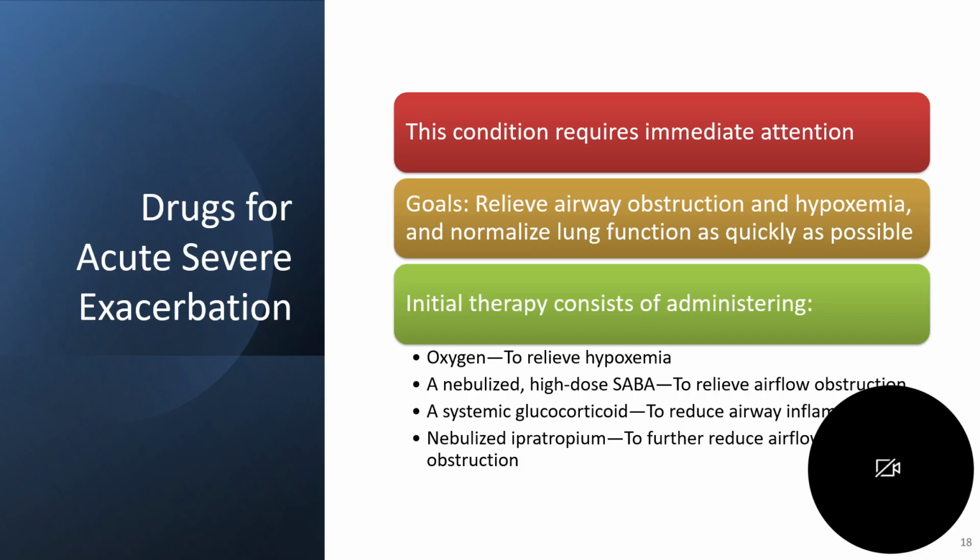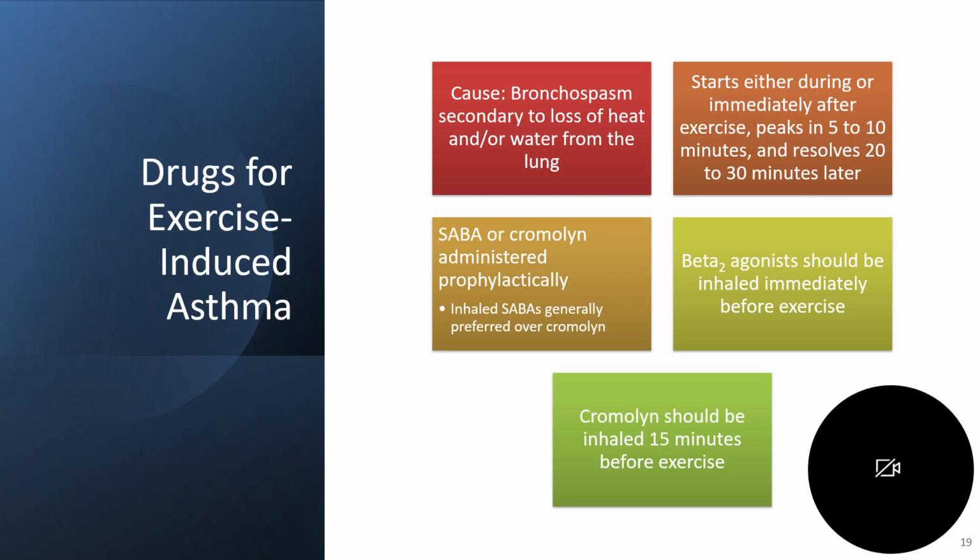For treating asthma exacerbation, I'm going to give them oxygen. I'm going to give them the rescue inhaler. We wait 5 minutes. We give them the glucocorticoid, and then they also usually will get the ipratropium. And again, we'll wait 5 minutes between those.